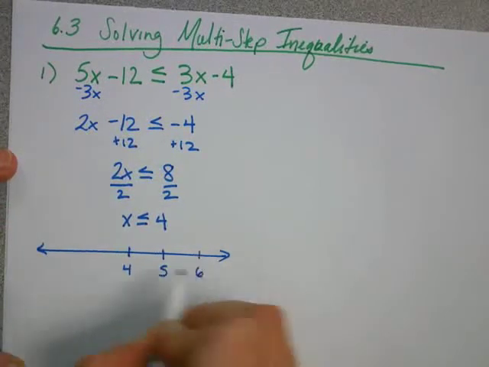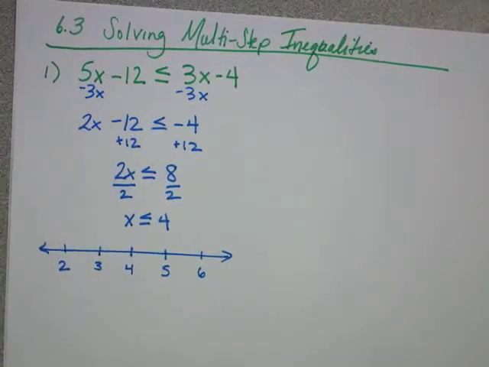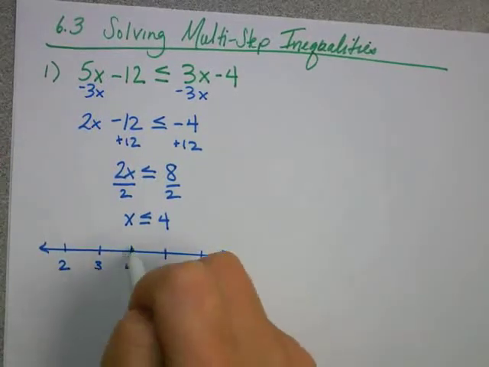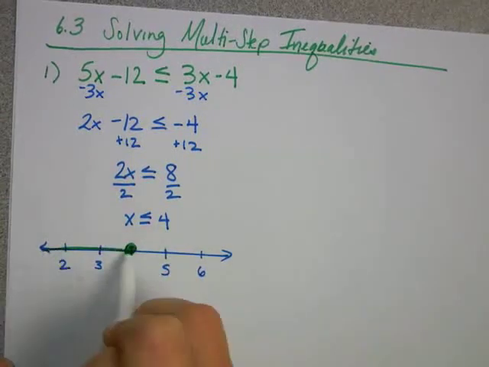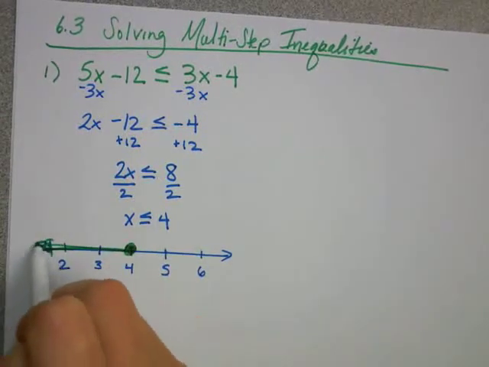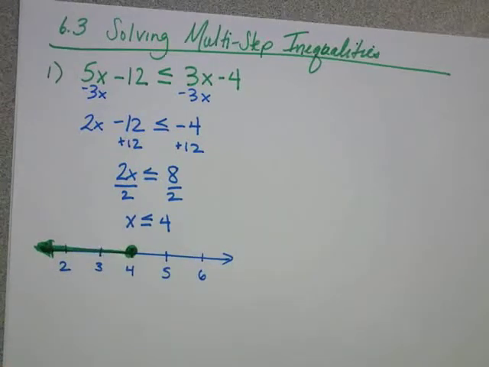I'm going to pick a couple above and a couple below, remember. And then it's a solid dot because it's equal to 4, so I shade it in because it's equal. And then it's less than, so that is to the left. And remember, if you had solved it and the variable x was on the right, you would need to rewrite the problem so that you could have it on the left, so you would shade it in the correct direction.